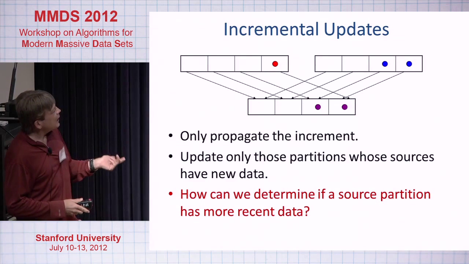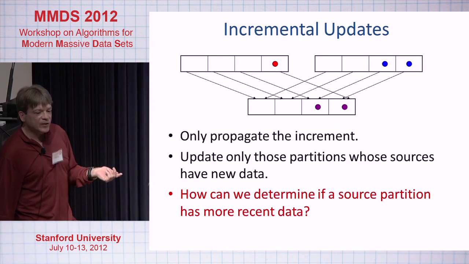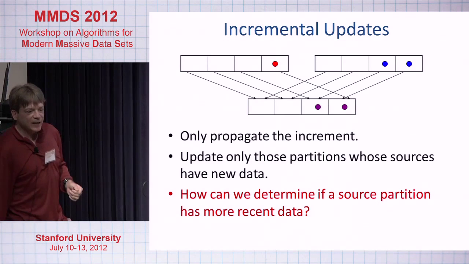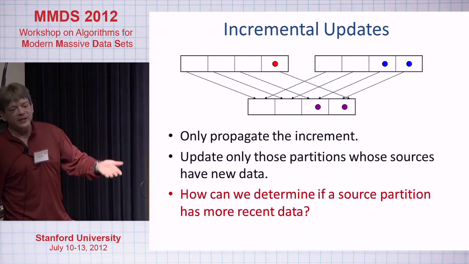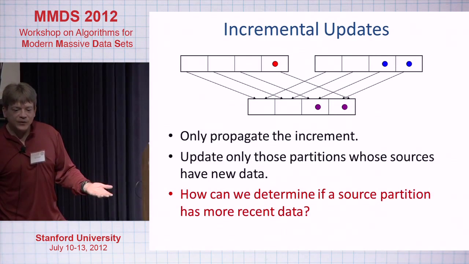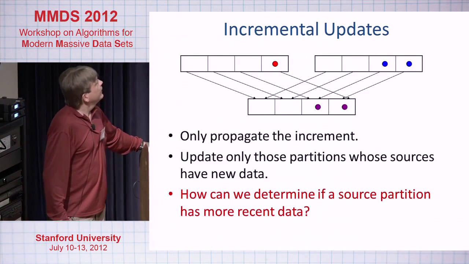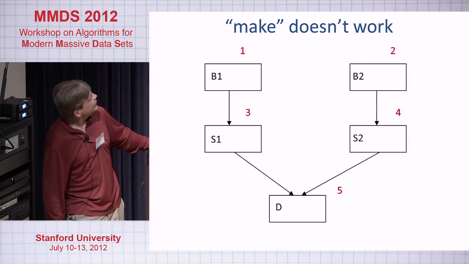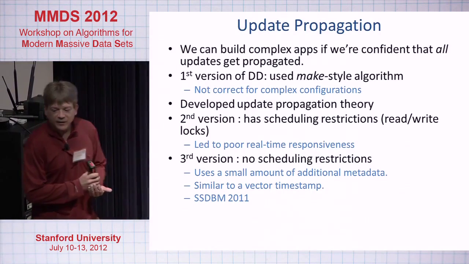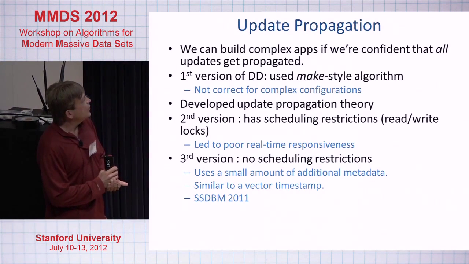The problem becomes, how can you determine if a source partition has more recent data? When I first started, I was just hacking around. I figured, last update timestamp. That's an easy thing to look at. That's how make works, so obviously that's going to work. It turns out that make doesn't work. In the interest of time, I'm not going to go through the example, but make doesn't work. So I had to go back.